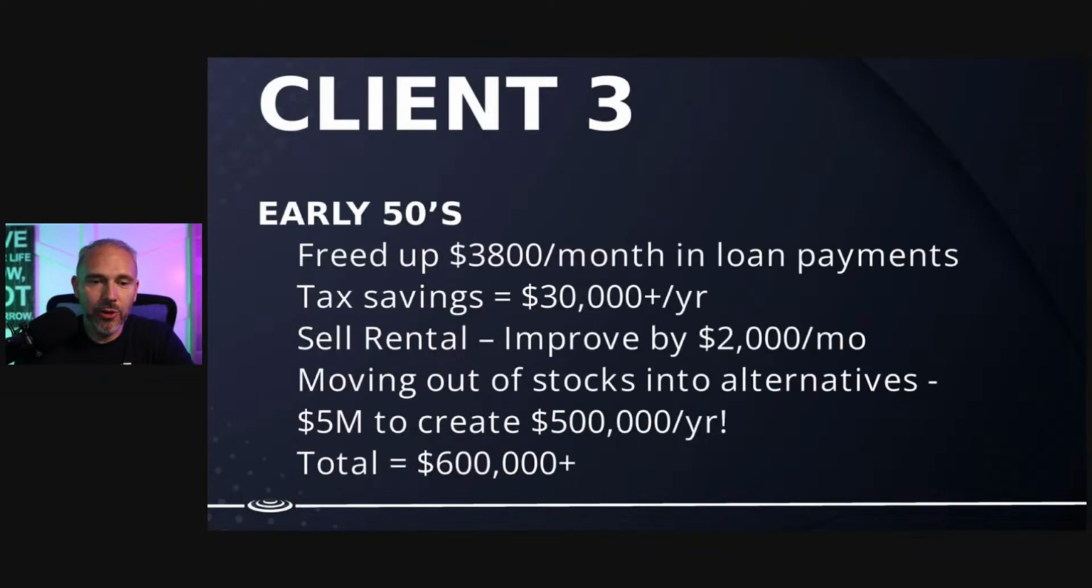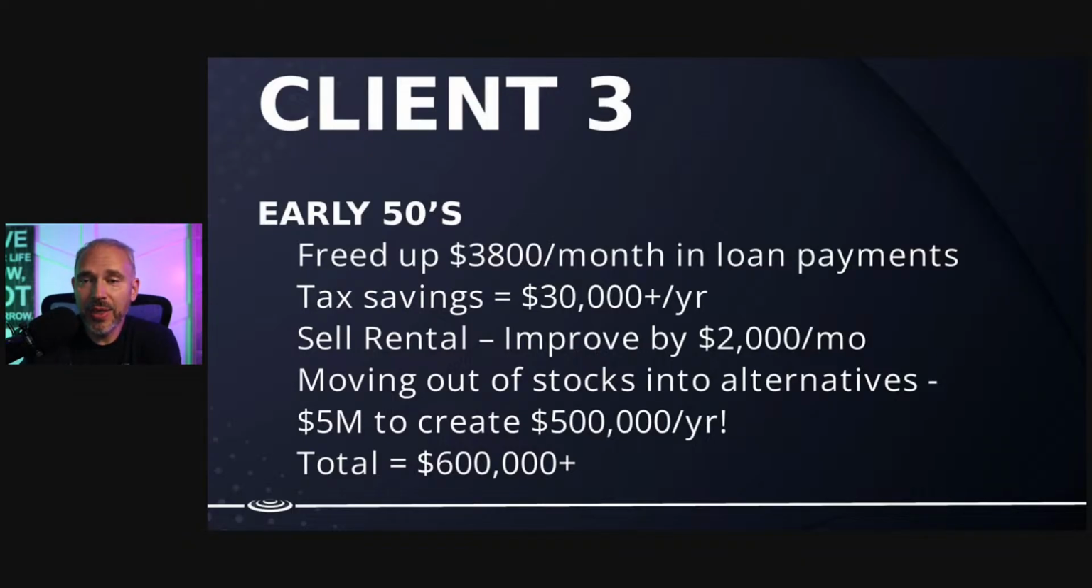Here's another client, early 50s. This one was kind of fun because they had 5 million sitting in different stocks, like Google, Meta, Facebook, things like that. Well, we looked at it and said, let's analyze your cash flow first. Even though they came to us just to see where they want to invest their money, we looked first and foremost at their cash flow. We can actually restructure some of your loans, refinance your house, and free up $3,800 a month. That's about 45 grand a year, guys.